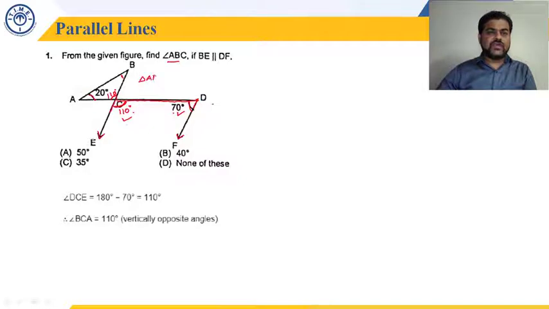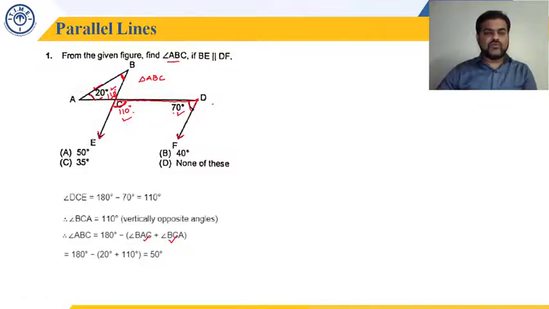Here we have a small triangle ABC, and in a triangle the sum of all the three angles is always 180 degrees, and I already know two angles, 20 degrees and 110 degrees. So I can easily find the third angle. That must be 180 minus these two angles which we already know. One of them is 20 degrees and one of them is 110 degrees. So if you do that, we get 180 minus (20 plus 110), which is 50 degrees. So this is my answer. Angle ABC is nothing but 50 degrees.